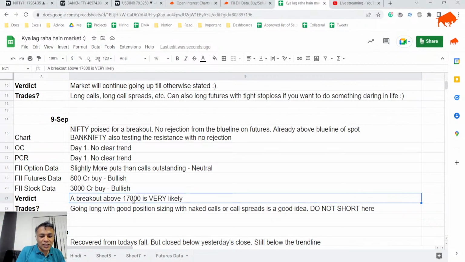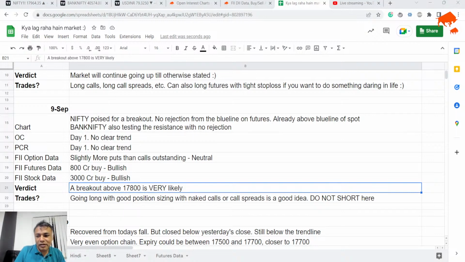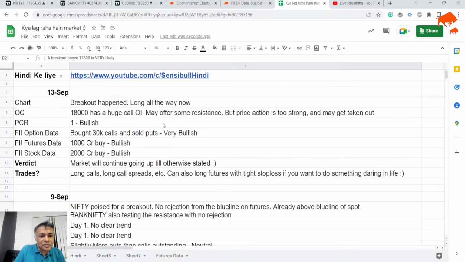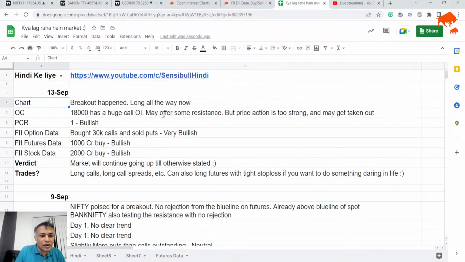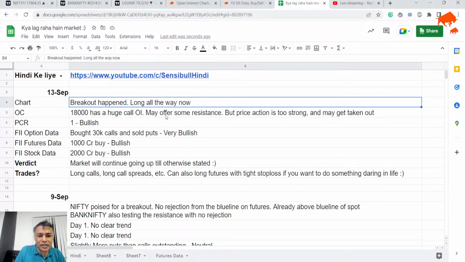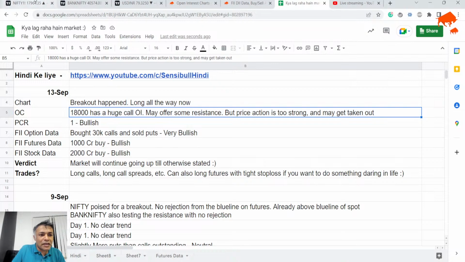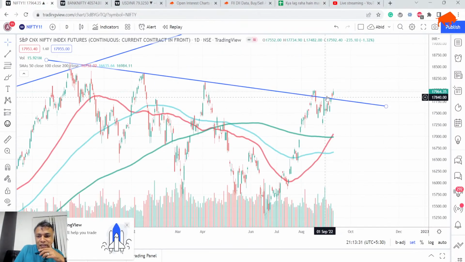This was the last time we met, on Thursday, I think. That's what we talked about. Now, what looks right now is that the breakout has happened. It is long all the way. It's very clear. Look at this chart.